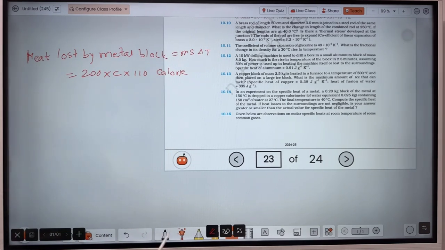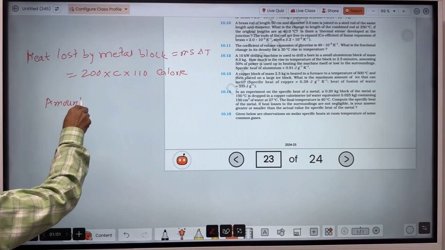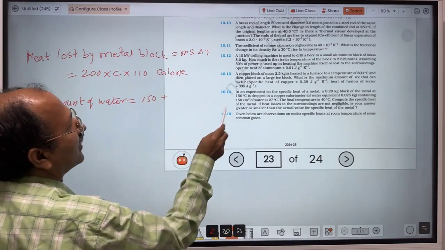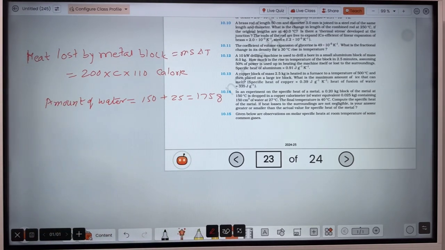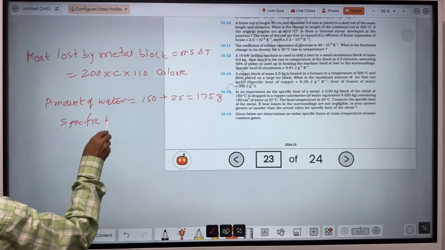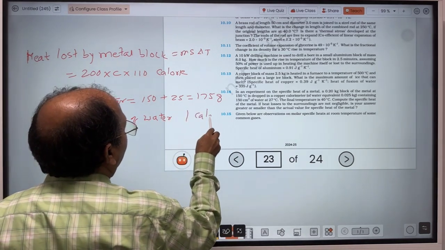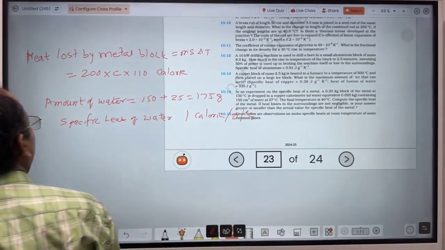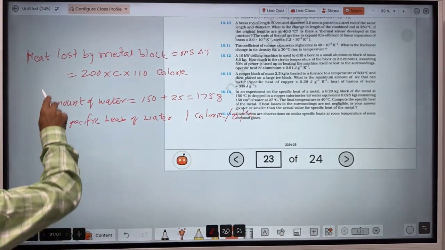Now we have to check the total amount of water. So water plus water equivalent. The amount of water will be the actual water, that is 150 gram, plus water equivalent, that is 25 gram. So it is 175 gram. Right. And the specific heat of water is 1 calorie per gram per degree centigrade, right? So we are using CGS. So here we have got heat lost by the metal block as this much, and heat gained by water and calorimeter can be calculated.